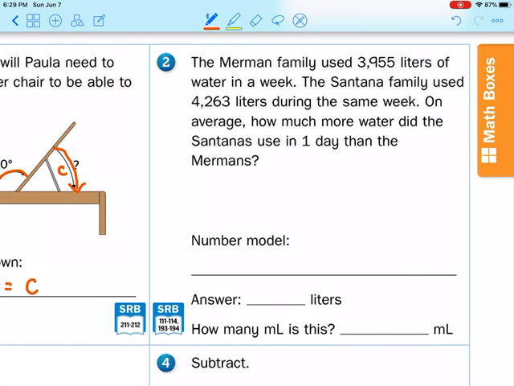Number 2, the Merman family used 3,955 liters of water in a week. The Santana family used 4,263 liters during the same week. On average, how much more water did the Santanas use in one day than the Mermans? So what you have to do is take the total that each family used and divide it by 7.